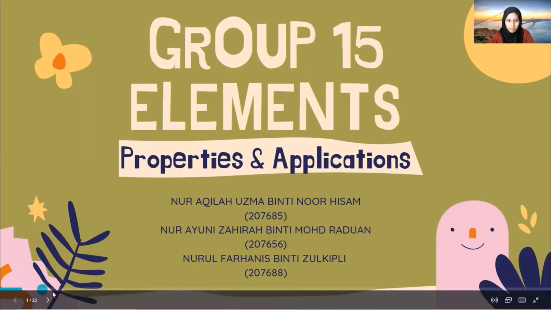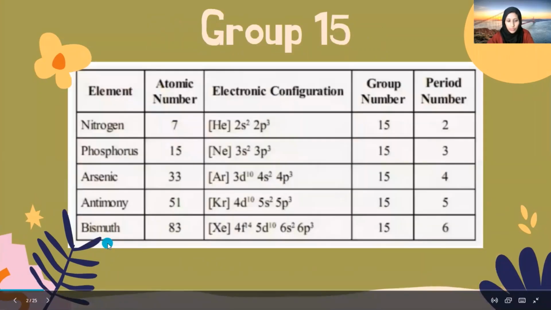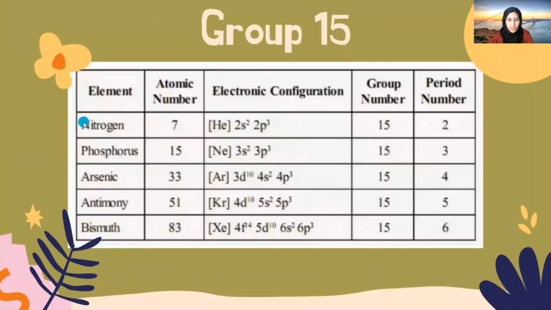So, group 15 includes nitrogen, phosphorus, arsenic, antimony, and bismuth. As we go down the group, there is a shift from non-metallic to metallic through metalloidic character. Nitrogen and phosphorus are known as non-metals, while arsenic and antimony are known as metalloids, and lastly bismuth is known as a typical metal.